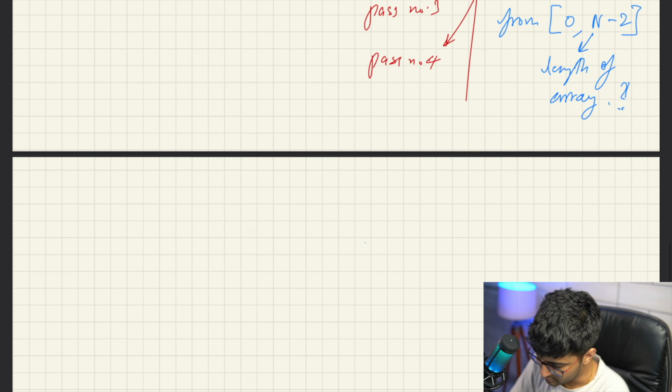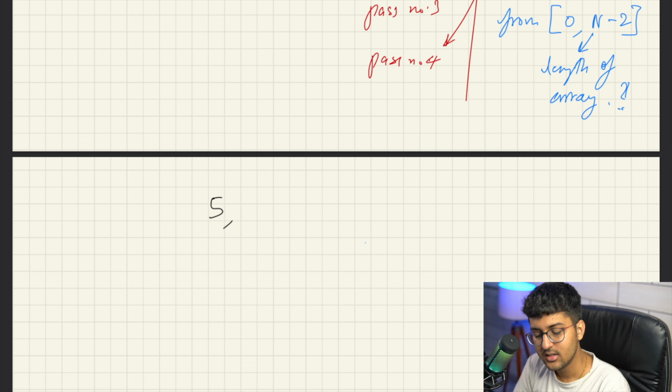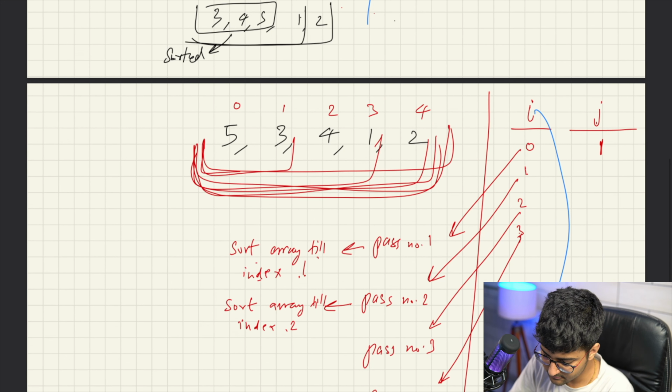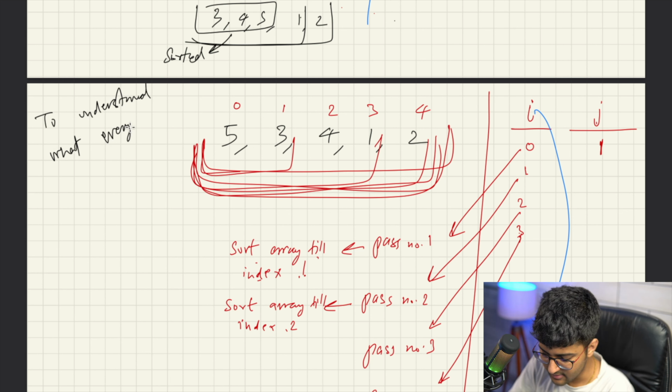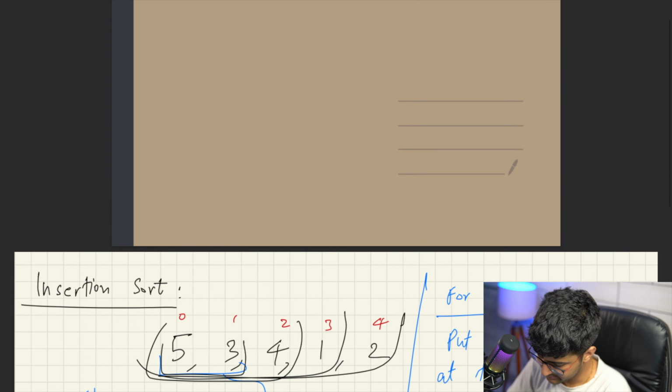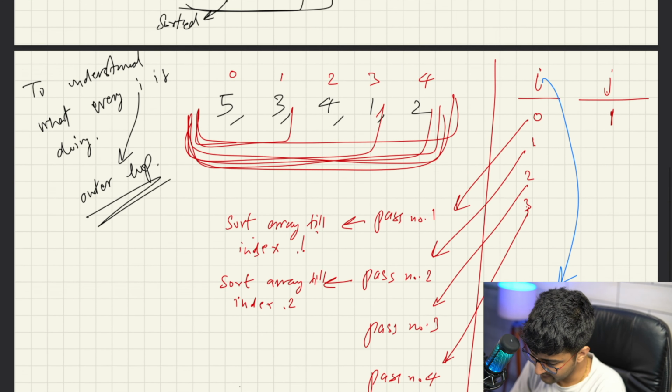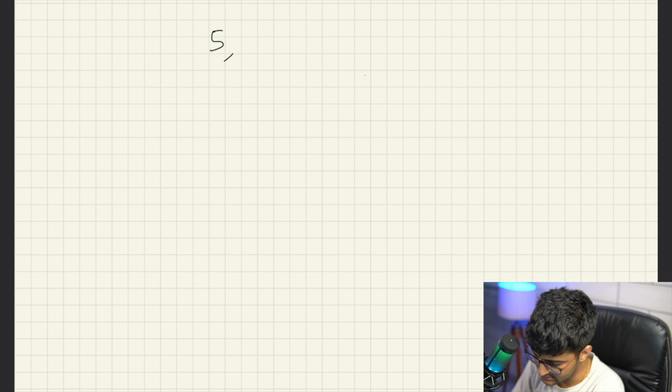5 3 4 1 2. I hope you are able to understand. This is to make you understand what every i is doing. Okay, this is the outer loop. Just going to add insertion sort here. Okay, so it's like 5 3 4 1 2. Let's see the working of it.